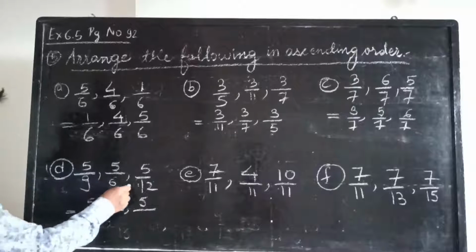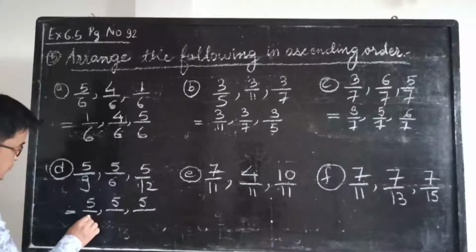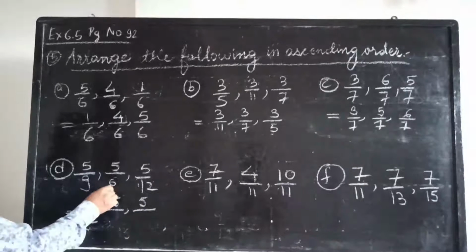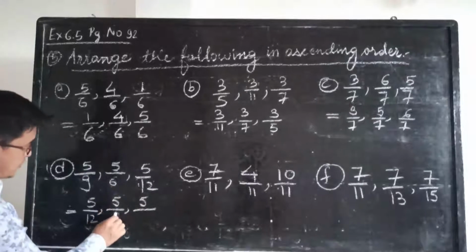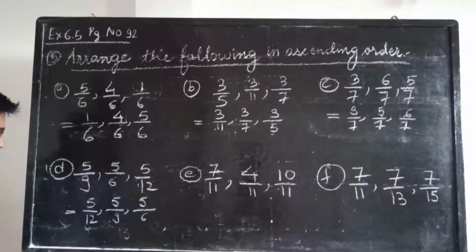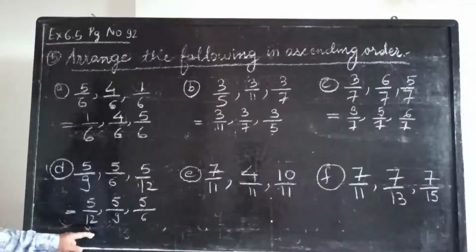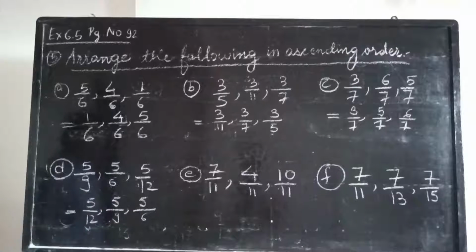Now 9, 6 and 12. 12 is the largest, so it gives the smallest fraction. Now 9 and 6, which is bigger? 9. So 9 gives the smaller fraction and the last one is 6. So 5 upon 12, 5 upon 9 and 5 upon 6.